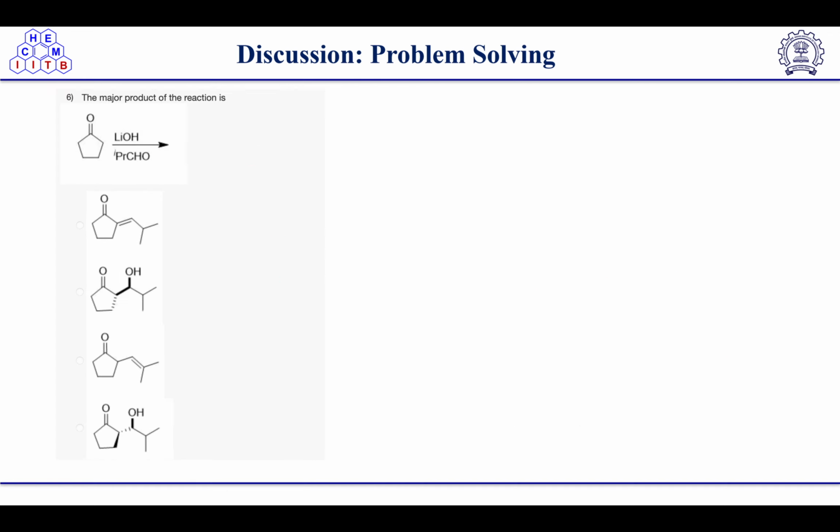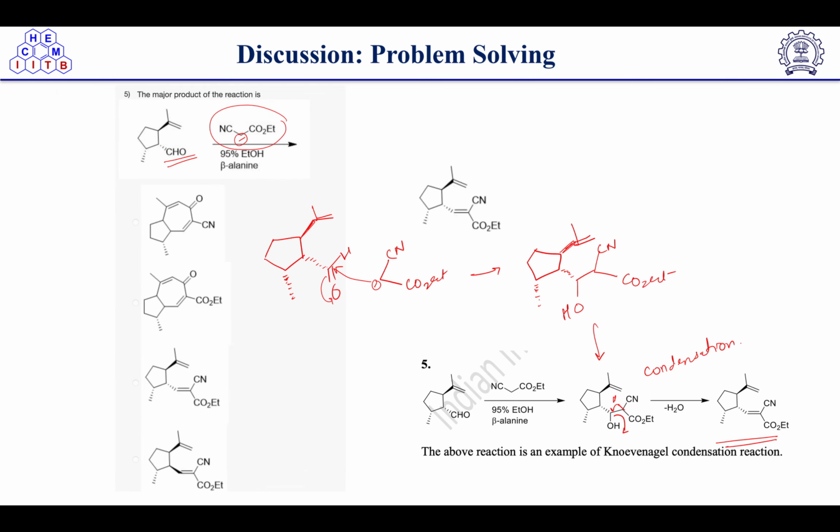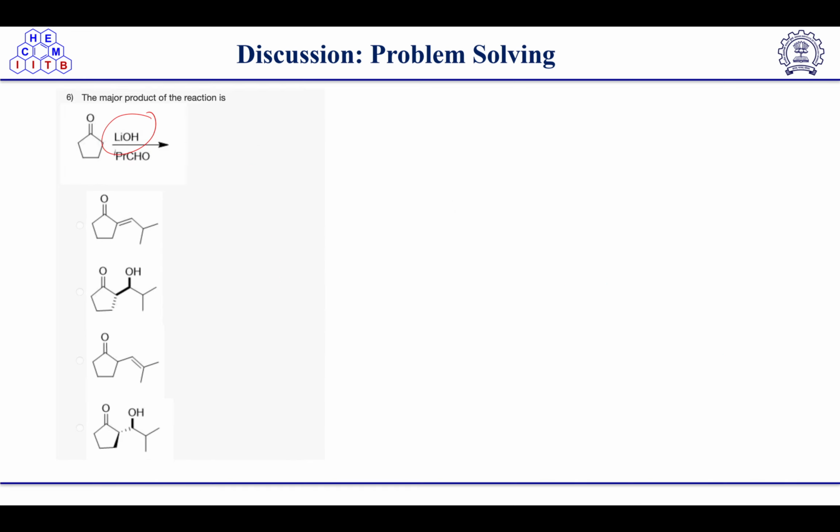Now next question is, here we have a cyclopentanone reacting with lithium hydroxide. So again the base is given on the arrow. Got it? So here we get to mark the product, option 3. Okay.